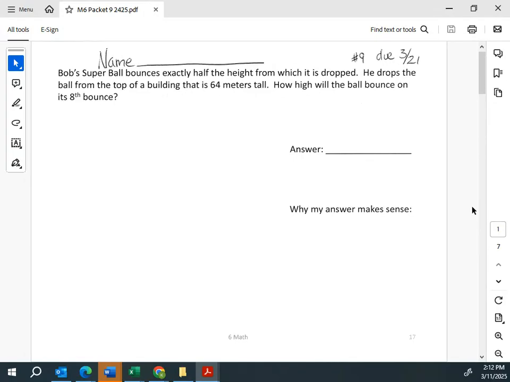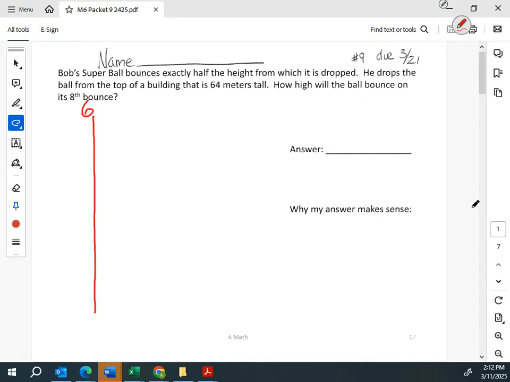So our first page says Bob's Super Ball bounces exactly half the height from which it is dropped. He drops the ball from the top of a building that is 64 meters high. So he is up here at 64 meters. He drops the ball. How high is it going to bounce on that first bounce? So it's going to be half of 64 for bounce number 1.